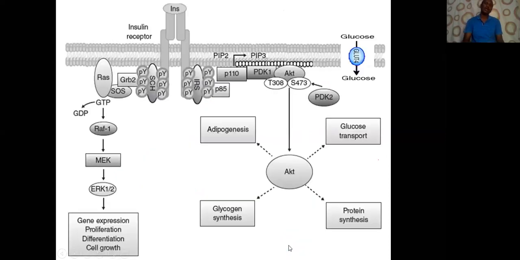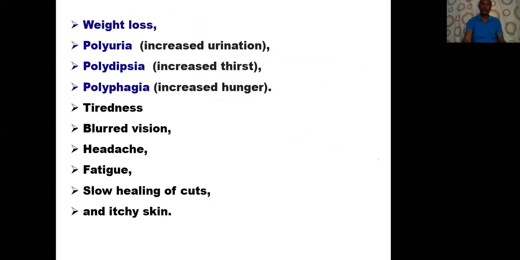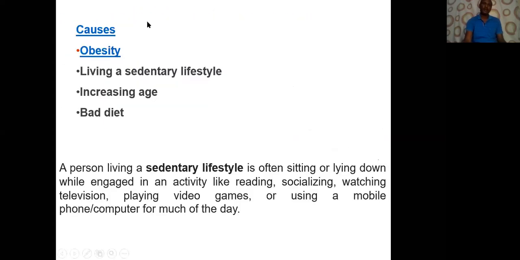Next, type 1 diabetes we can call insulin dependent. Type 2 is non-insulin dependent. And here, this is how the progression of type 2 diabetes happens. So the causes for type 2 diabetes are obesity, or the lifestyle, increased age, or bad diet.